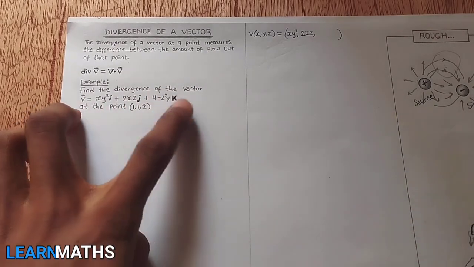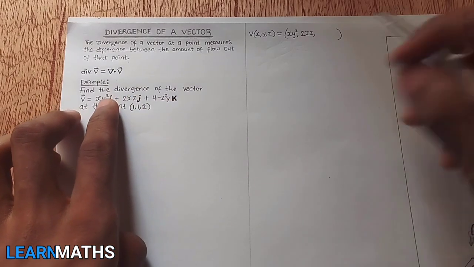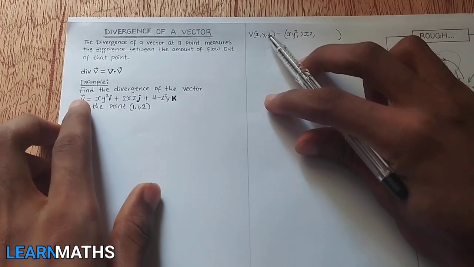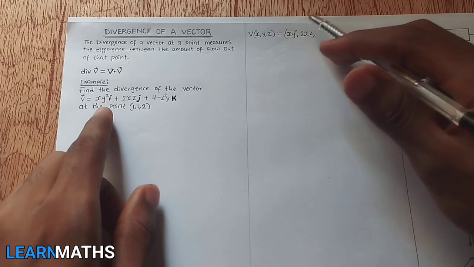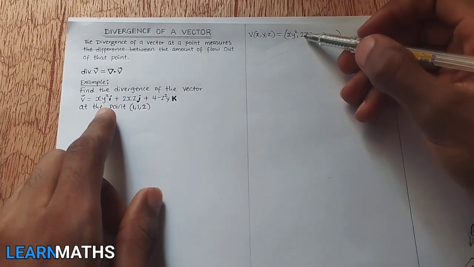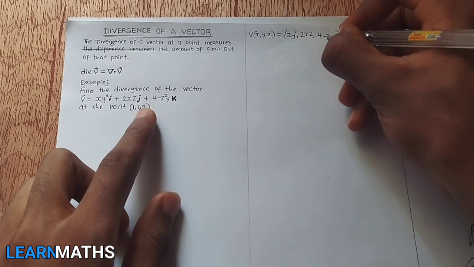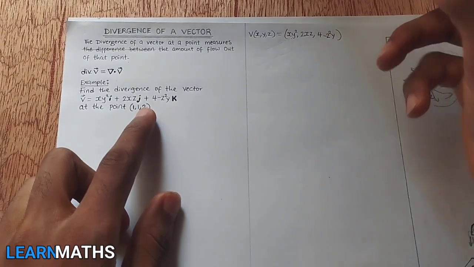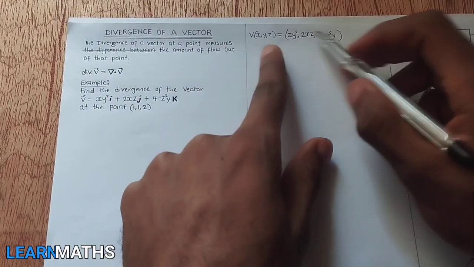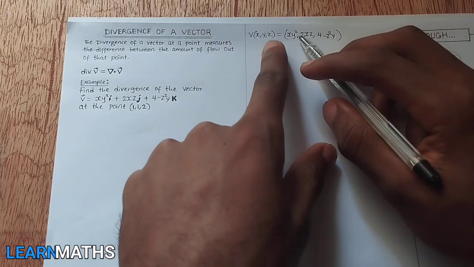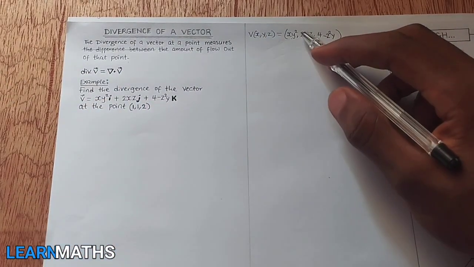Now this vector can actually be written in another form, you may see it appear in this form instead of this format. This is the i component, this is the j component, and this is going to be the k component, 4 minus z squared y. Then you may see the question coming out with this format or this format. It just means the same thing.